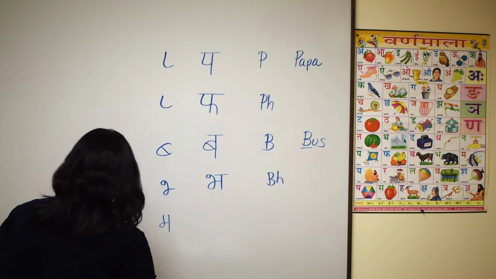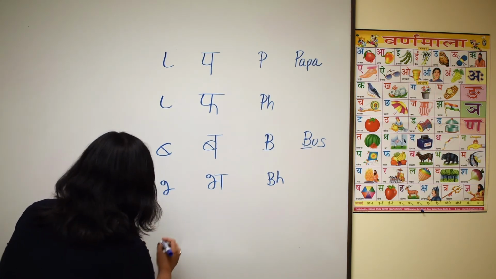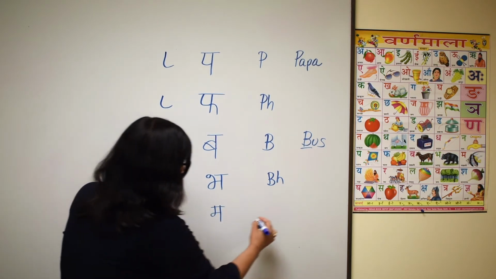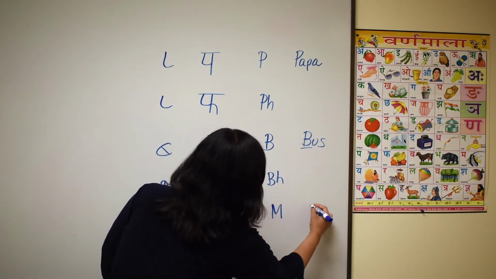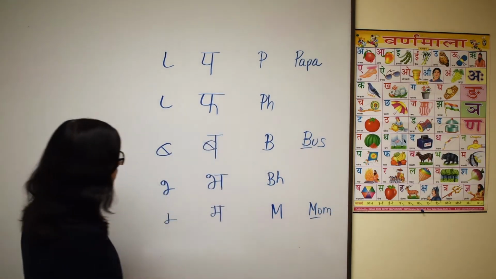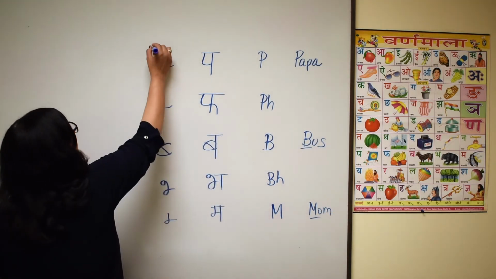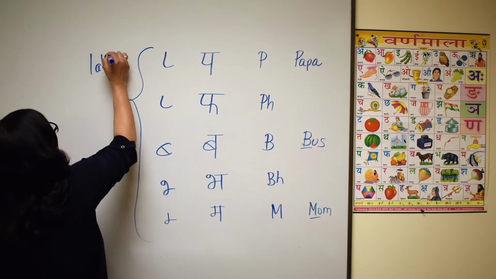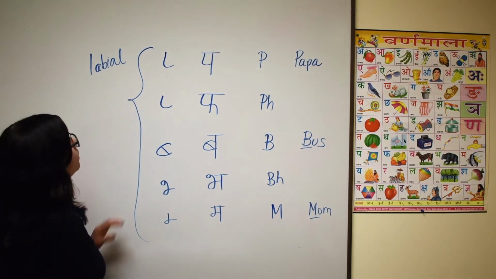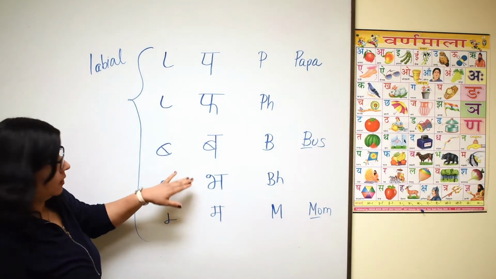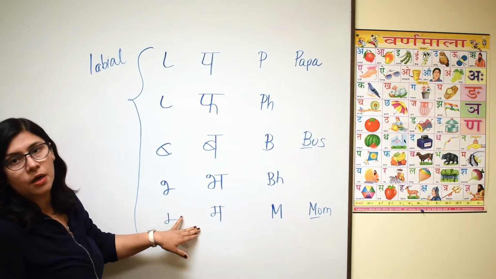Okay, so that's bha. And then the final letter in that row is m. Let me show you in two steps. M. And that's our M. Okay, as in mom. Okay. So these are our labial consonants. Okay. P, ph, b, bh, m.